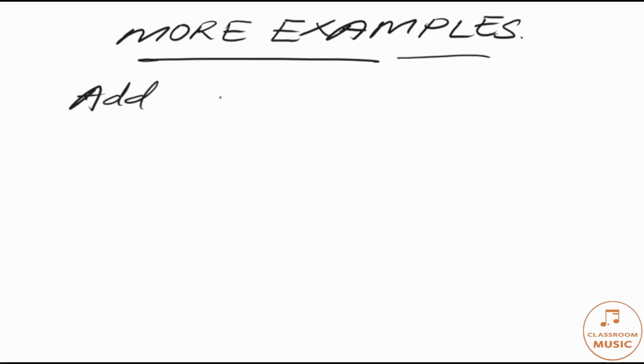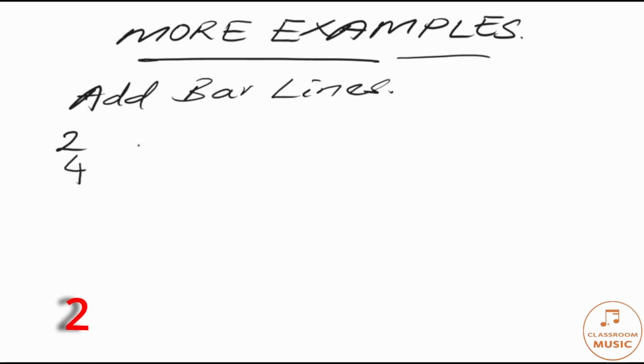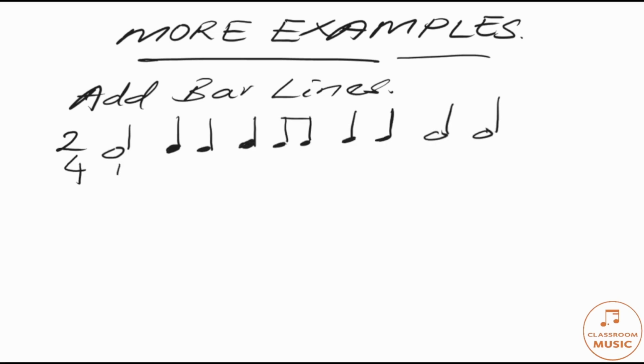We may have a question asking us to add bar lines in the following rhythms. Rhythm 1. The time signature is 4/4 and the notes are as given. So we have to add the bar lines based on the given time signature. So it's 2 beats in each bar, 2 quarter notes in every bar. Simple. We count 2, we add a bar line.